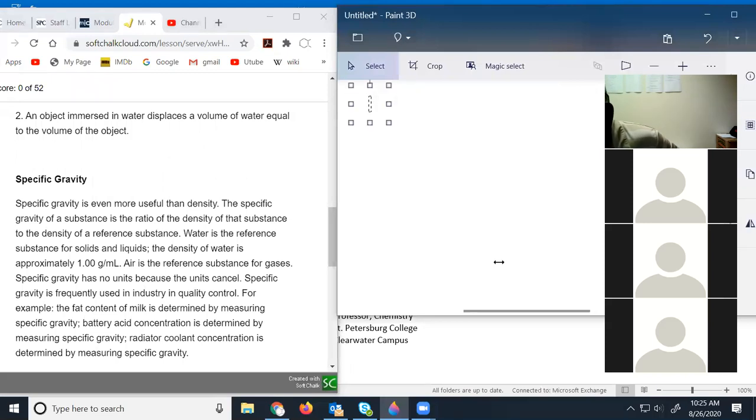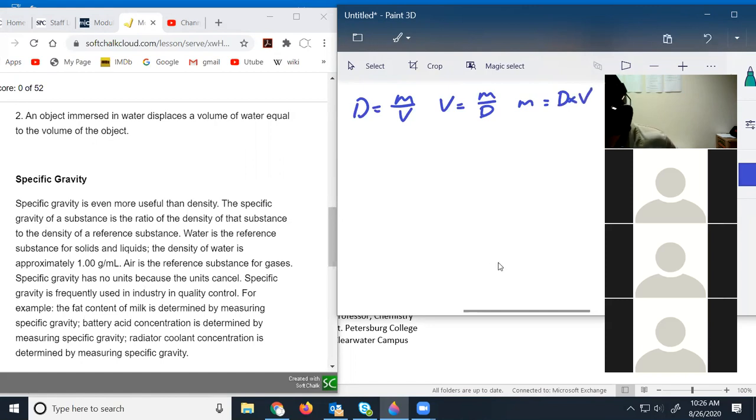So density, again. Density equals m over v. That means that volume is equal to mass divided by density. And we know that mass is going to be density times volume. So those are all good to know, those three equations. Depending on what you're looking for, that's how you're going to get them.